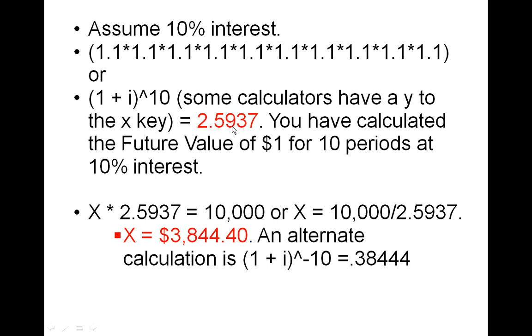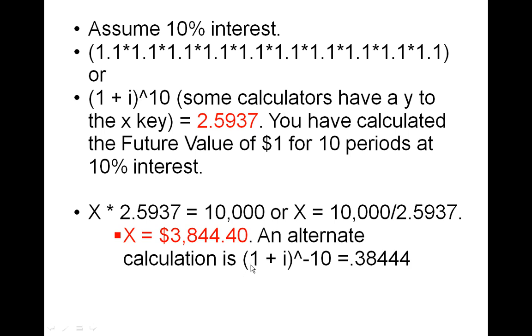So if we wanted to know how much money I would need to put in the bank today to have it be worth $10,000 10 years from now at 10% interest, I'm going to use that future value factor to calculate this. So X times 2.5937 equals $10,000. And doing a little bit of algebra, I figure out that if I put $3,844 in the bank today and it earns interest for the next 10 years, it's going to be worth $10,000 in 10 years. An alternate calculation is 1.10 to the minus 10th power.